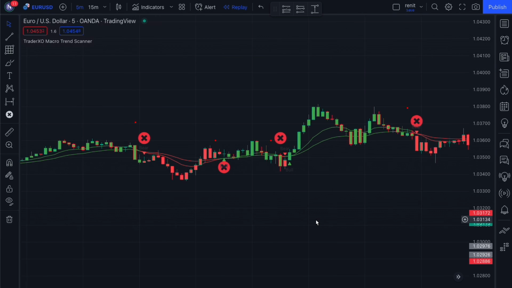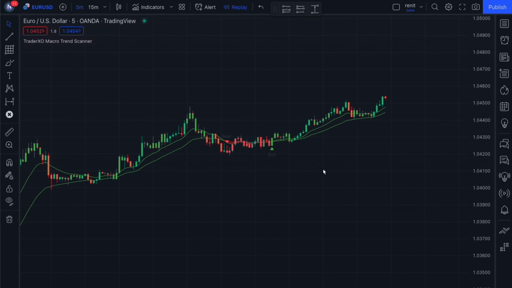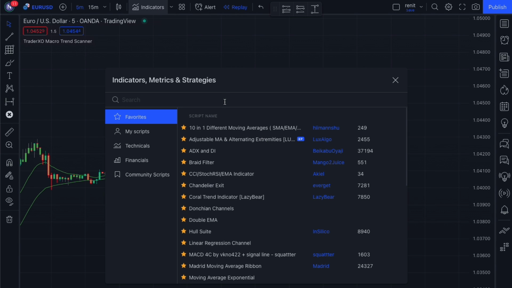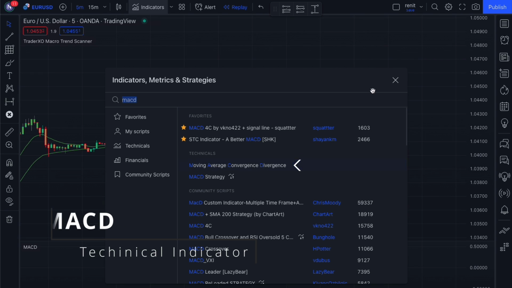Now here you can see there are quite a few false signals that this indicator is giving, but not to worry, it's time to add our final confirmation indicator. So heading to the top of your chart, select the indicators tab and search for MACD. You can select the default indicator here.